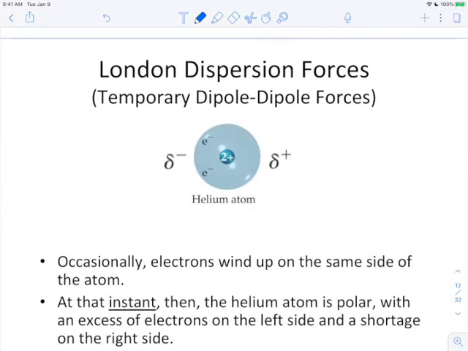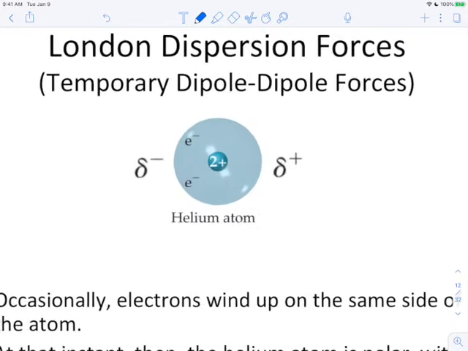All right, so next up is London dispersion forces, and I like to think of these as temporary dipole-dipole forces. Sometimes they're also referred to as instantaneous dipole-dipole forces. So here's the deal. We have some things that we call nonpolar, and they might be individual atoms, they might be molecules, and they are supposed to be nonpolar. They are supposed to behave themselves.